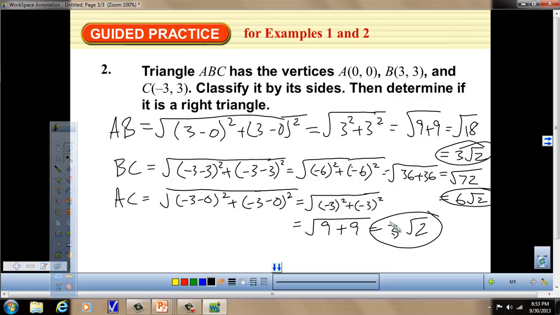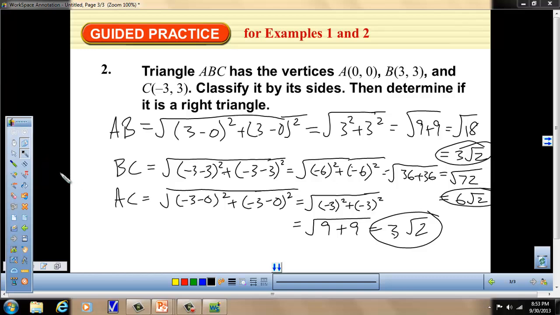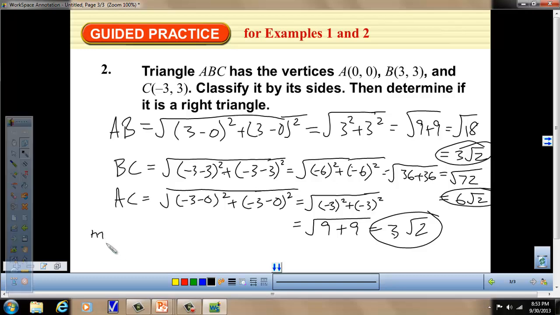That means it's isosceles. Now, since I don't have the graph with me, if you wanted to, you could graph this, but I'm just going to look at it and see for different lines what the slopes are. For AB, the slope is going to be 3 minus 0 over 3 minus 0. So the slope here is 1.